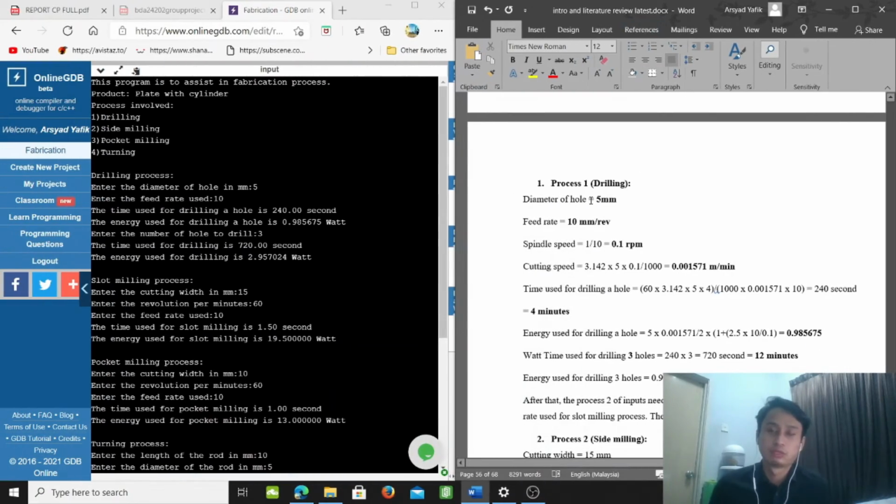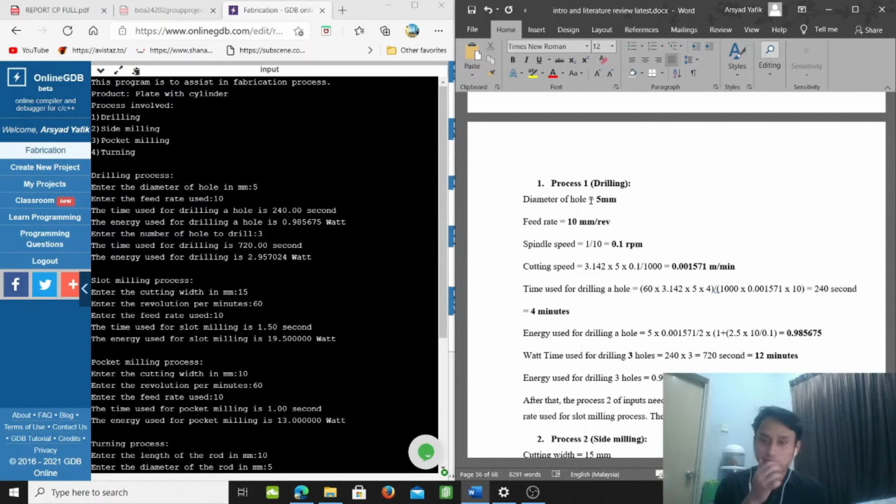Assalamualaikum warahmatullahi wabarakatuh. My name is Muhammad Syafiq Ahmad. I will explain about the fabrication process in our project. In the fabrication process, we have 4 processes in the programming: drilling, side milling, pocket milling, and turning. For these 4 processes, we have to program the machine.